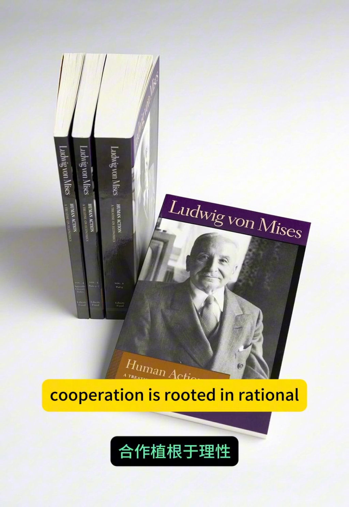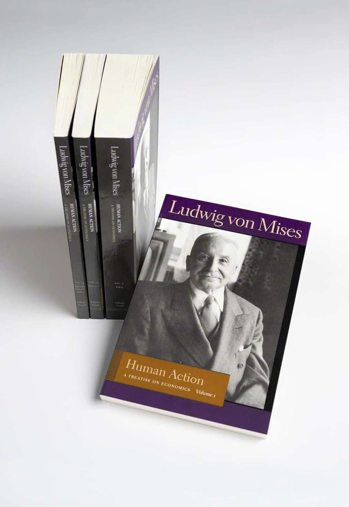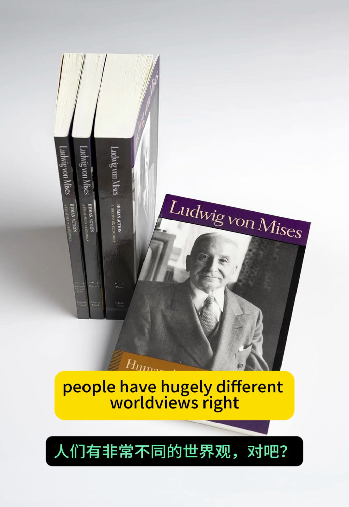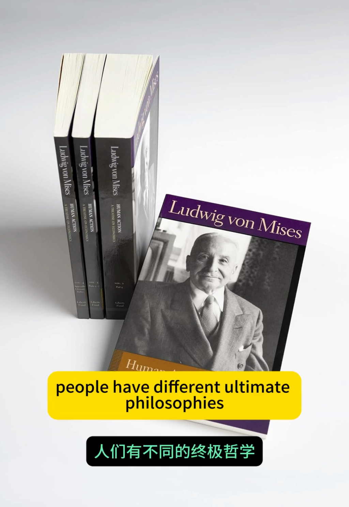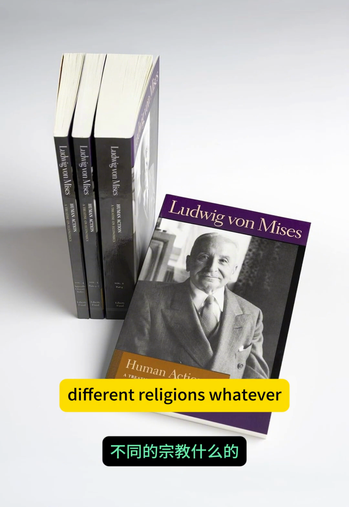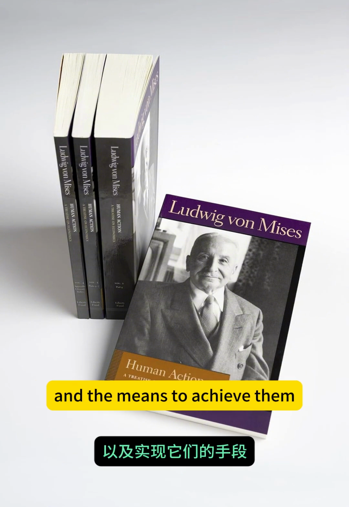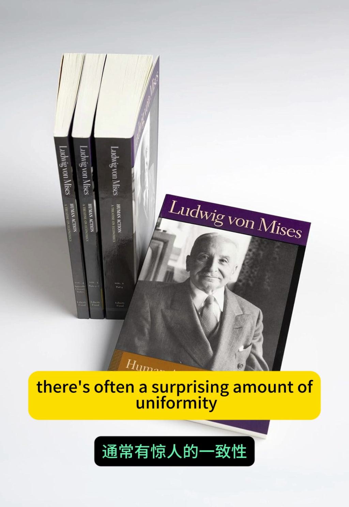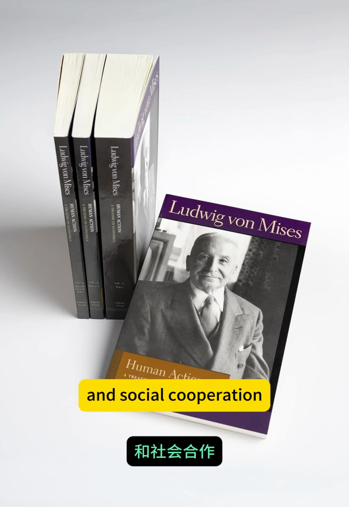Okay, so cooperation is rooted in rational self-interest and peace. But people have hugely different worldviews, right? Different ideologies. Doesn't that mess things up? The source acknowledges that, sure, people have different ultimate philosophies, different religions, whatever. But it argues that on the practical level, when it comes to earthly goals and the means to achieve them, there's often a surprising amount of uniformity if people are actually committed to human welfare and social cooperation.